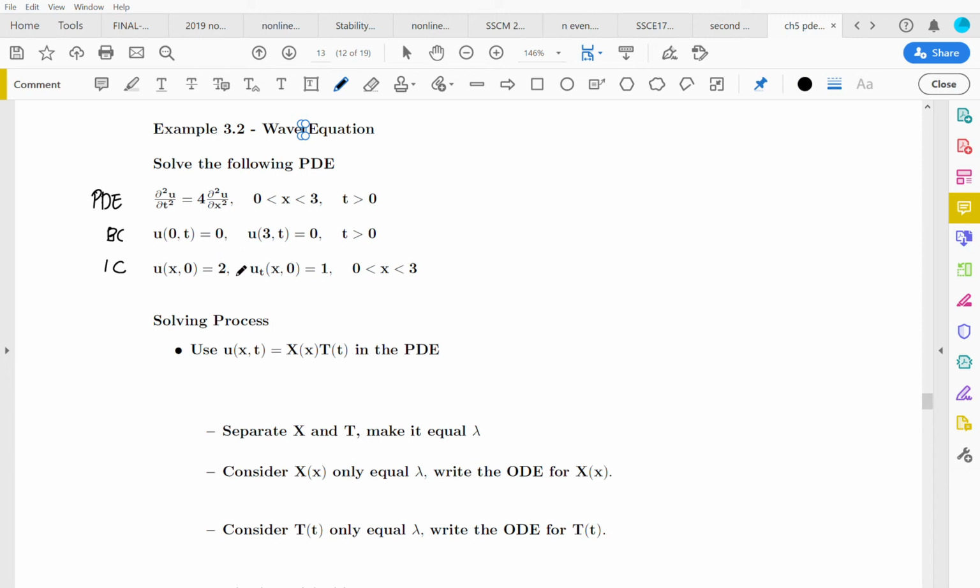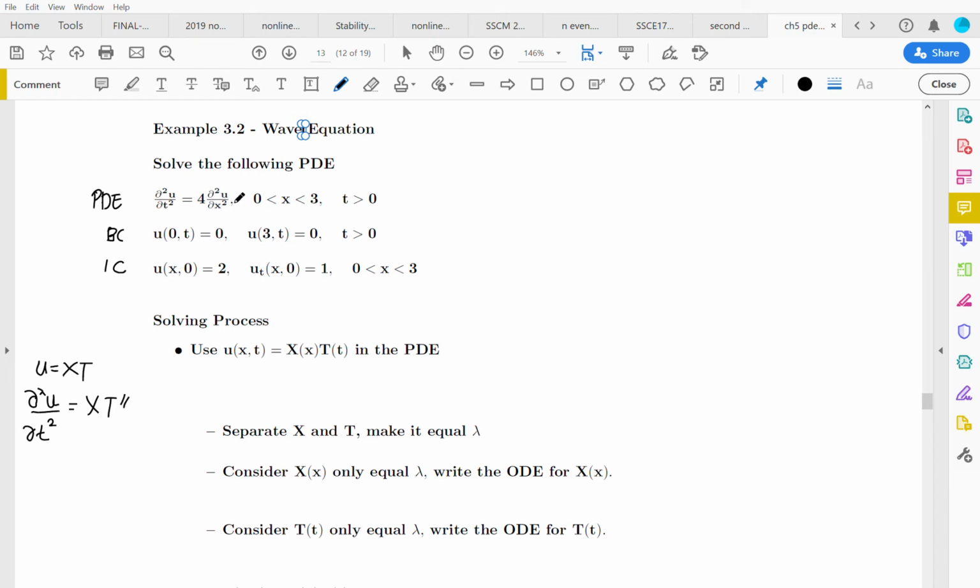Okay. So in the solving process, first we substitute u equal to XT into the PDE. In this PDE, on the left we have del square u del t square, different from the heat equation. So from u equal to XT, now we have to find del square u del t square. Okay, that means we have to differentiate this u with respect to t twice. So on the right here, only the T term we differentiate twice, so we have X T double prime.